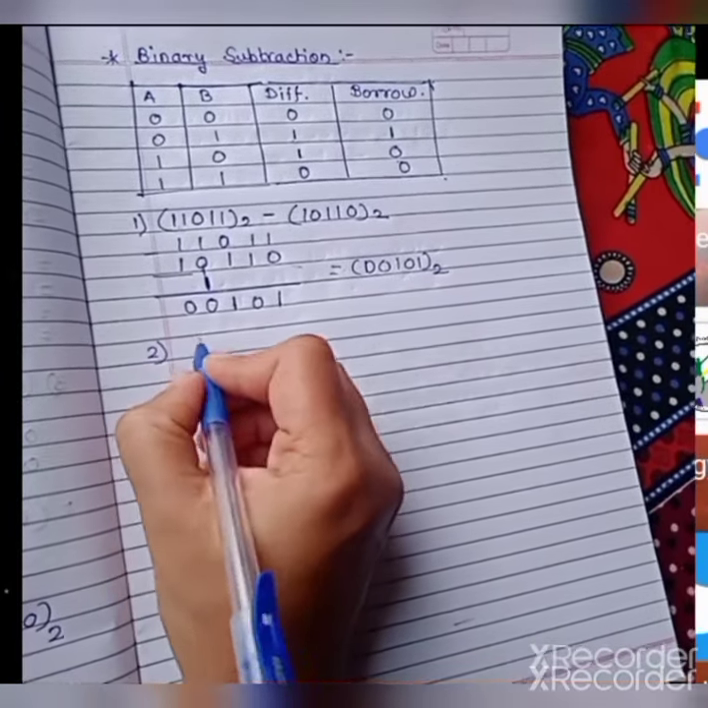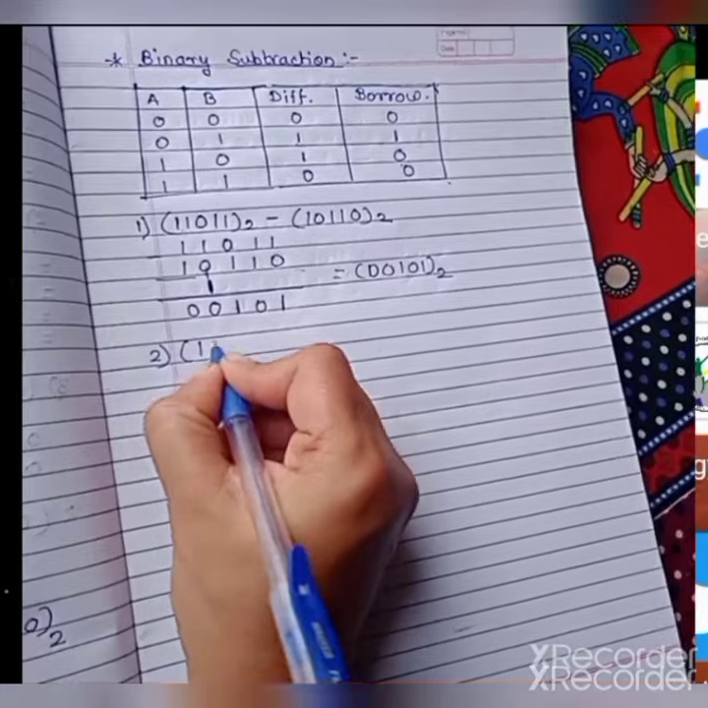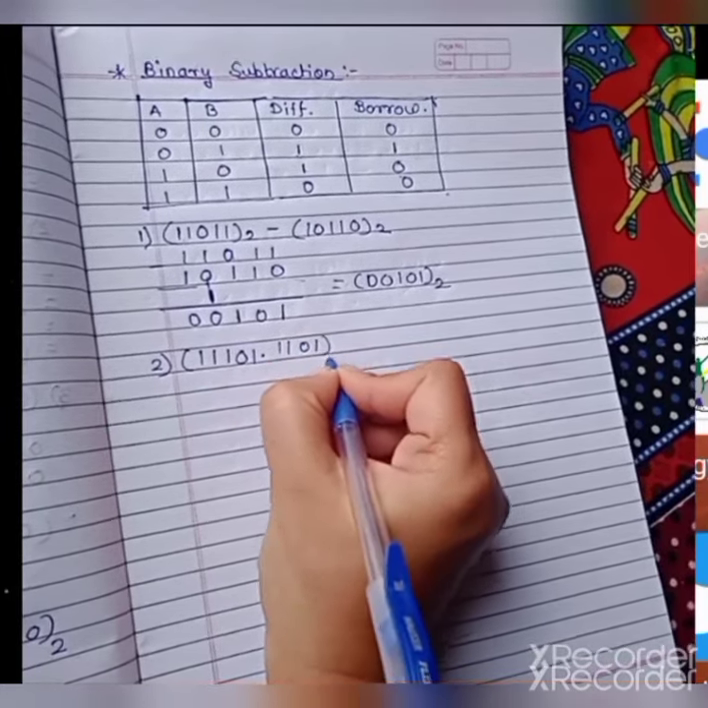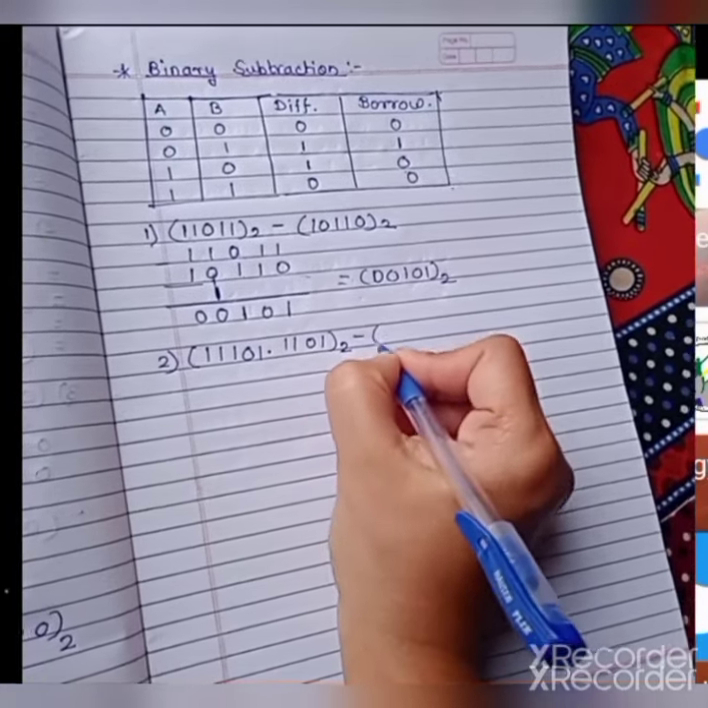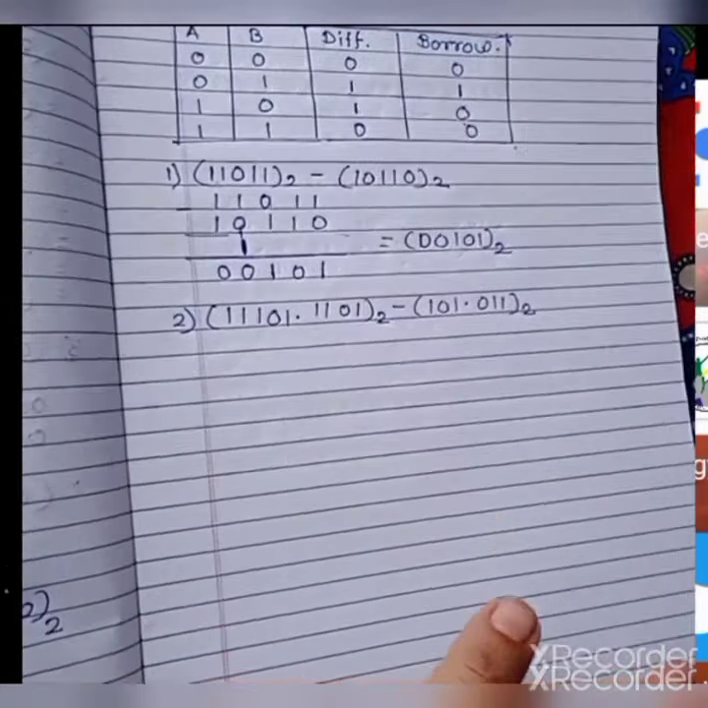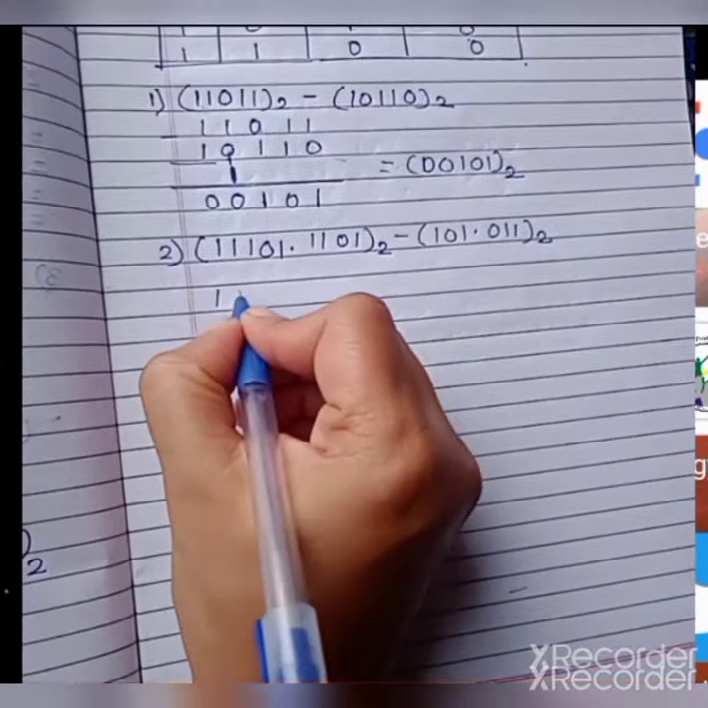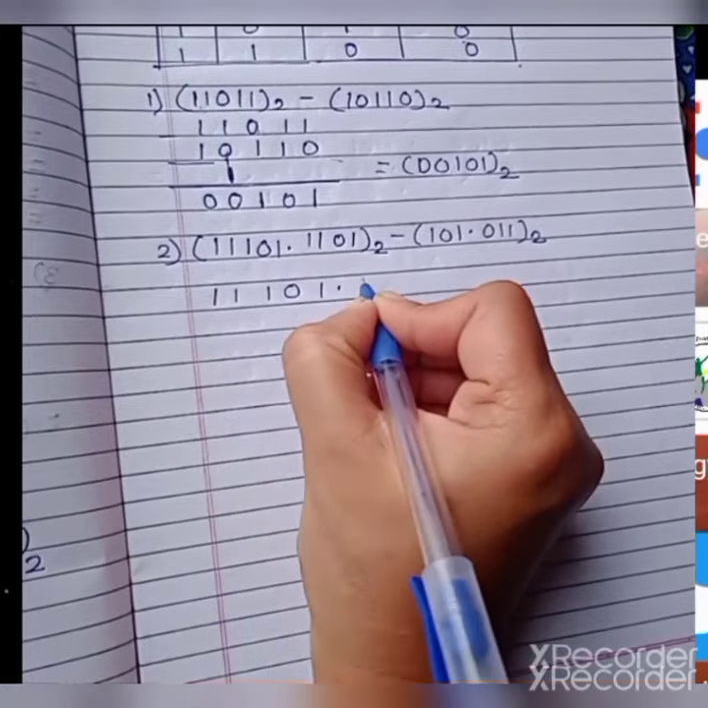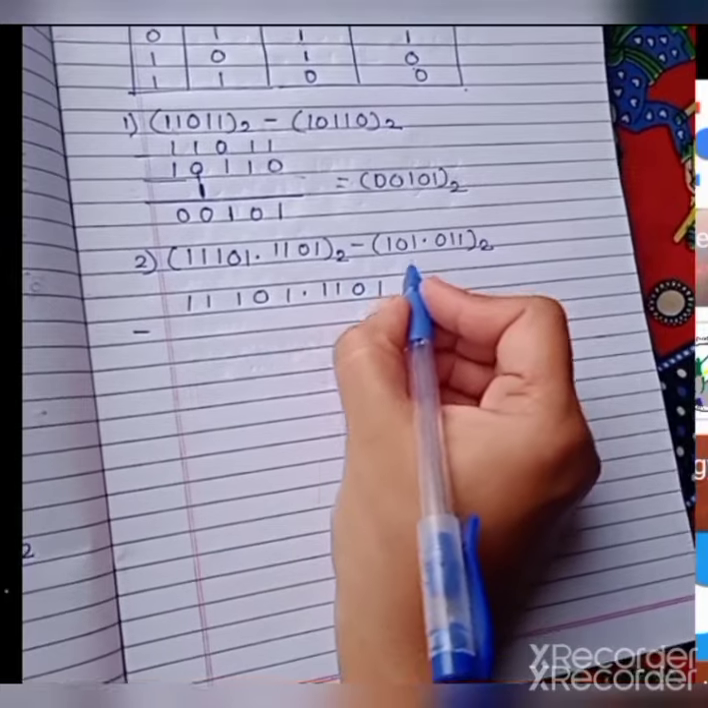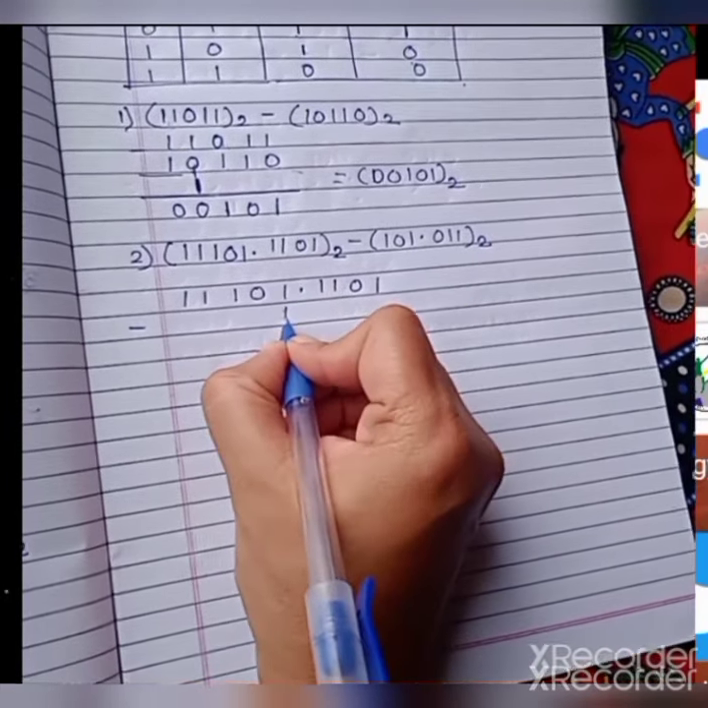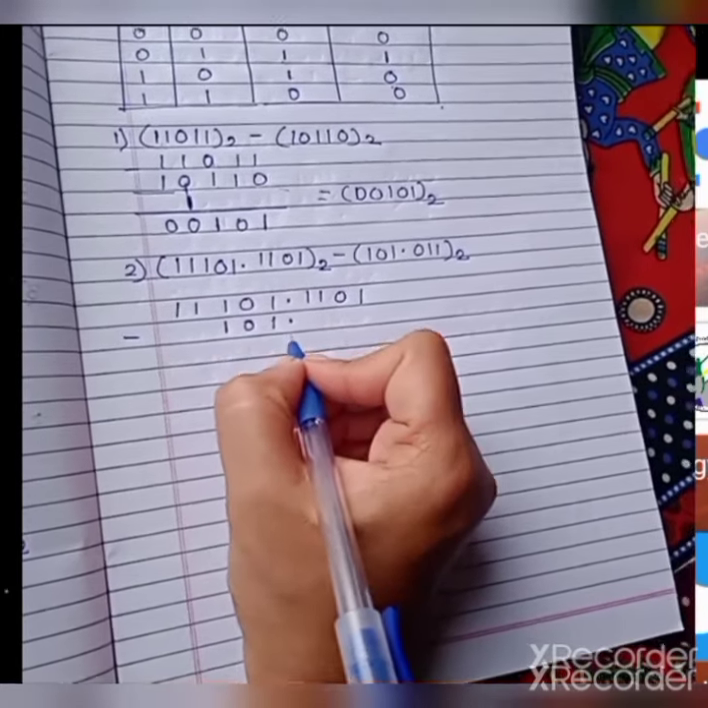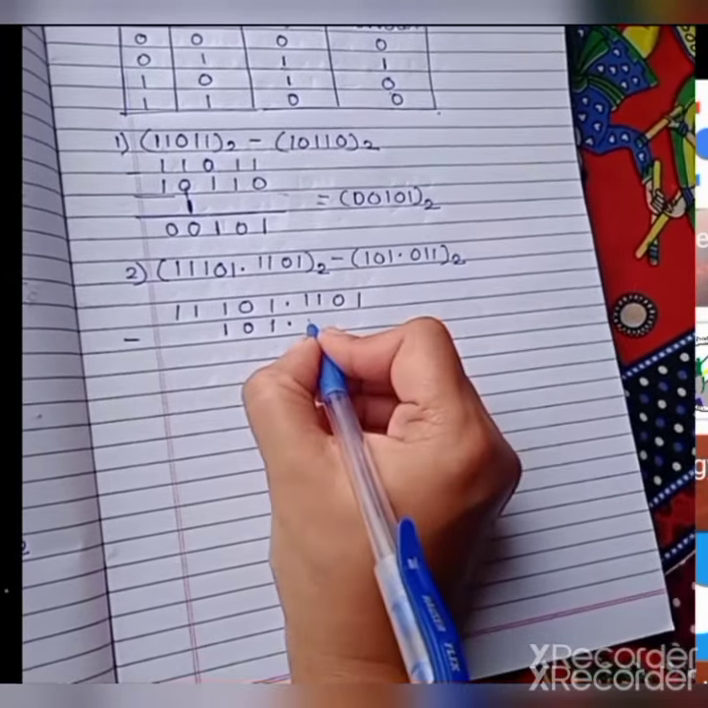Now we'll see the next subtraction, that is 1101.1101 minus 101.011 to the base 2. First write down the bits 1101.1101 minus these bits. Now you will start writing this bit from right to left and these bits left to right.